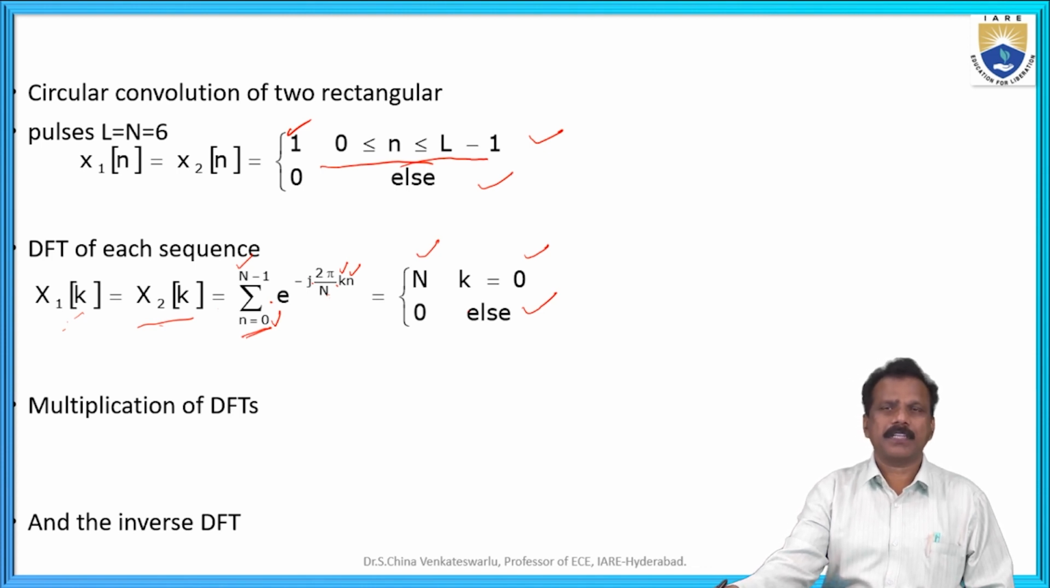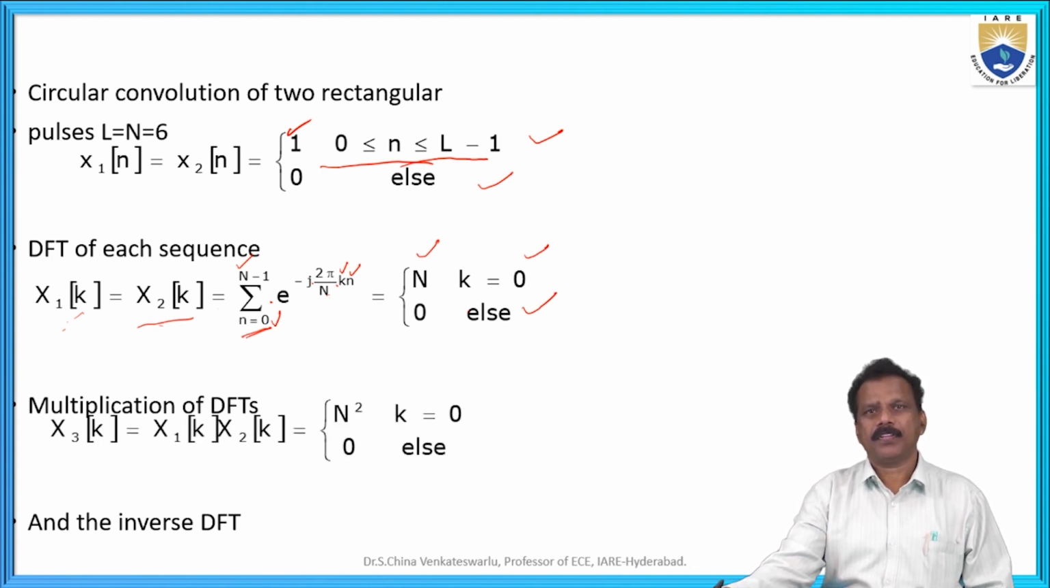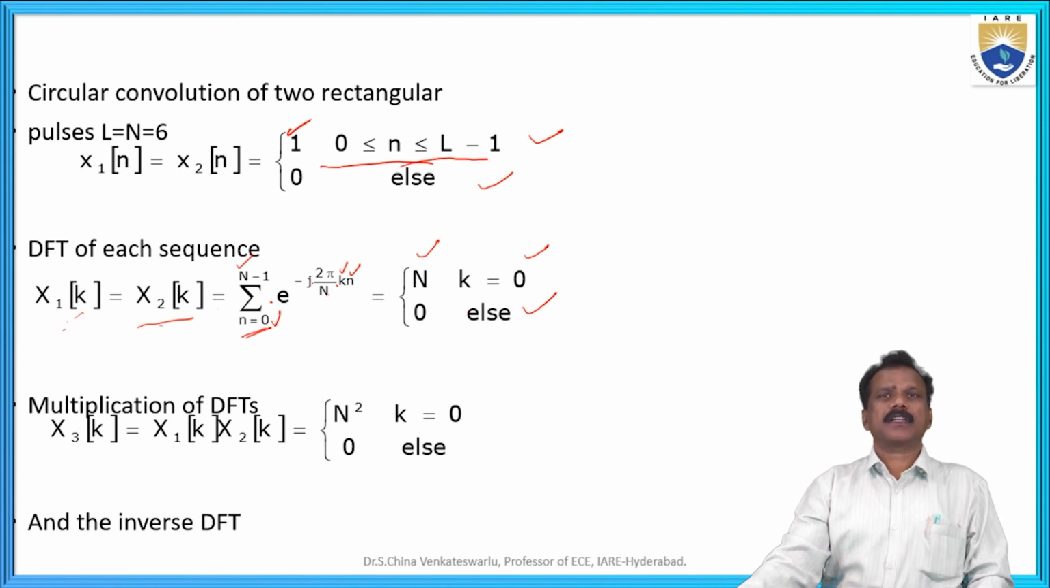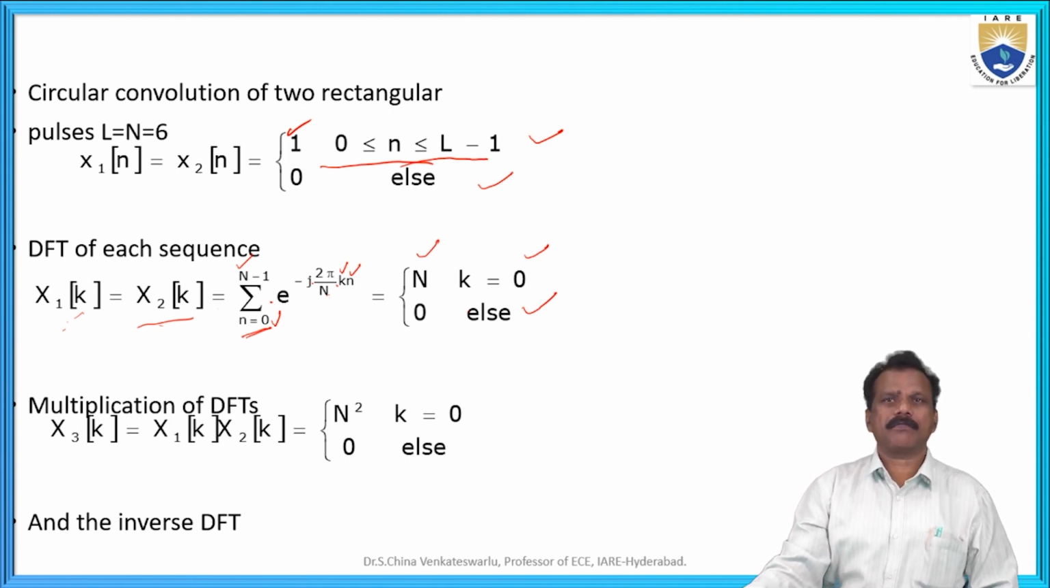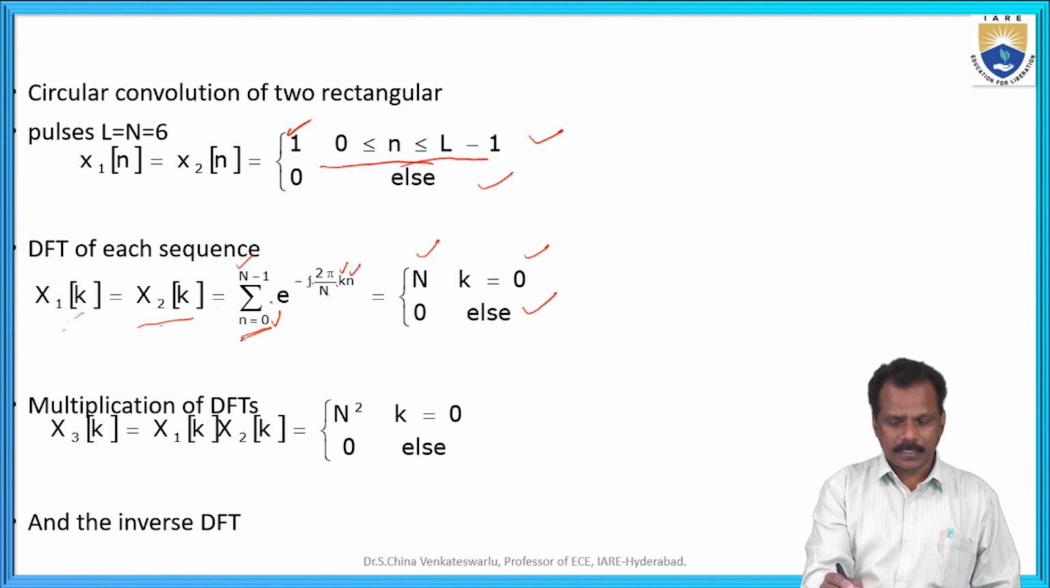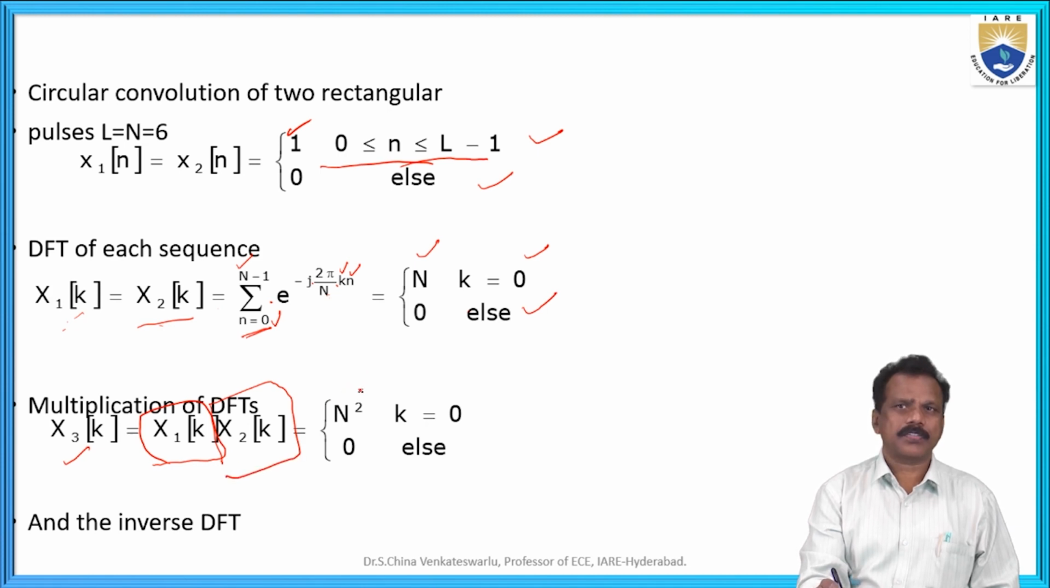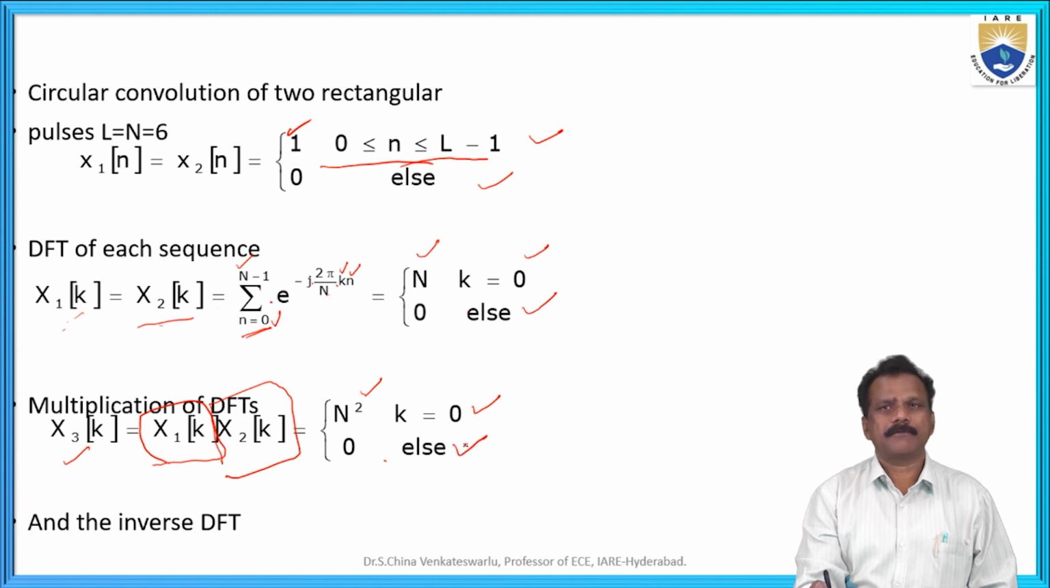Next, multiplication of the DFT, discrete Fourier transform. Here X3 of k is equal to X1 of k into X2 of k, which is also equal to N square where k equal to 0, 0 else.